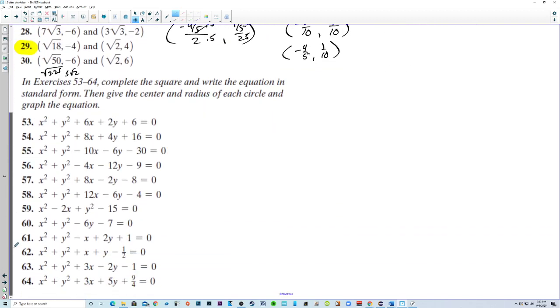Complete the square and write the equation in standard form, then give the center and radius of the circle and graph. We're not going to graph this. What should we try? How about, let's just do 53 here.